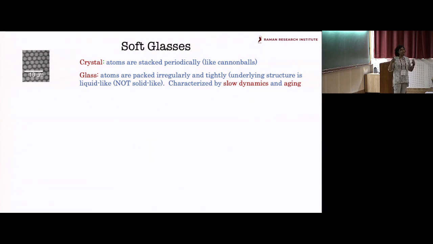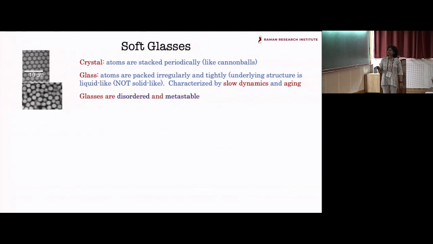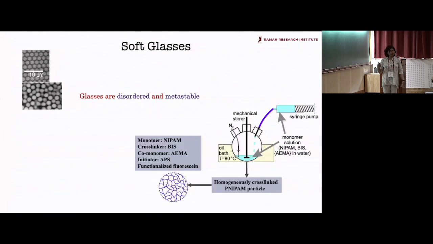So a glass is something that is structurally like a liquid, but mechanically it's like a solid. And the dynamics are slow and they sometimes show aging because these are metastable materials. Okay, how do we make our amorphous materials?